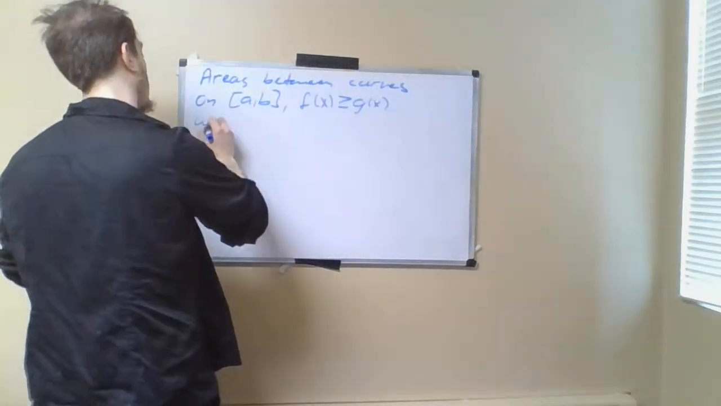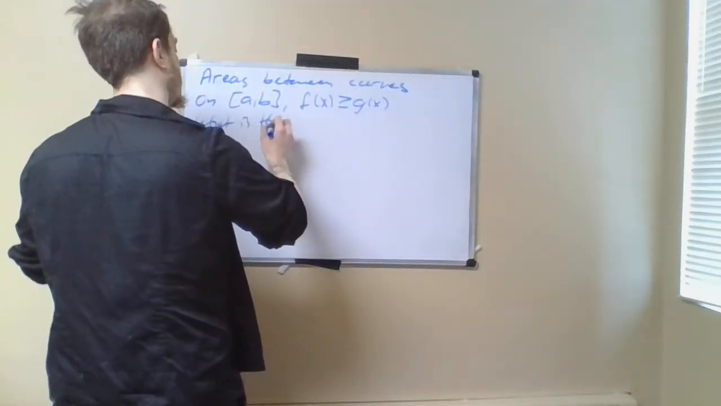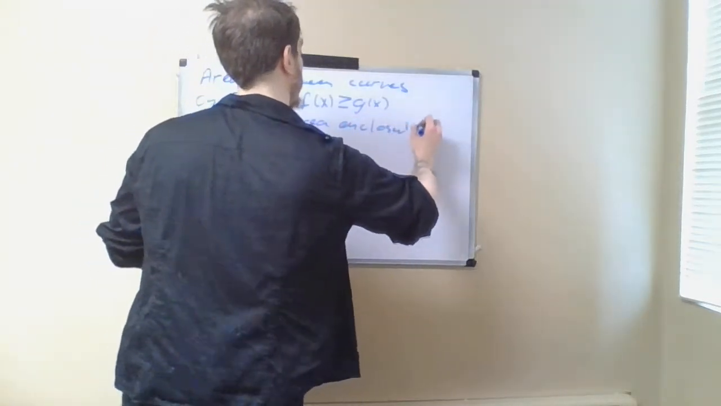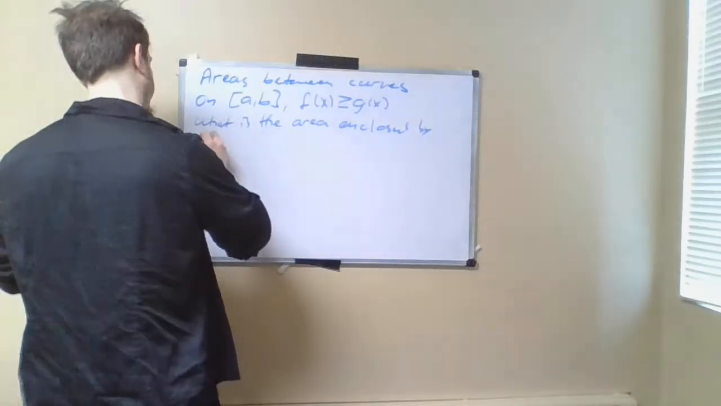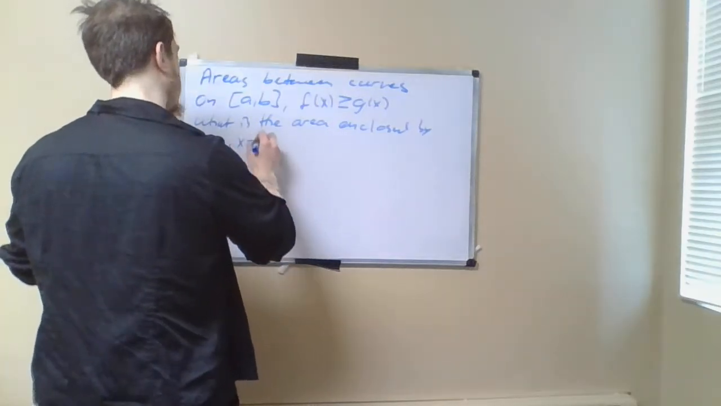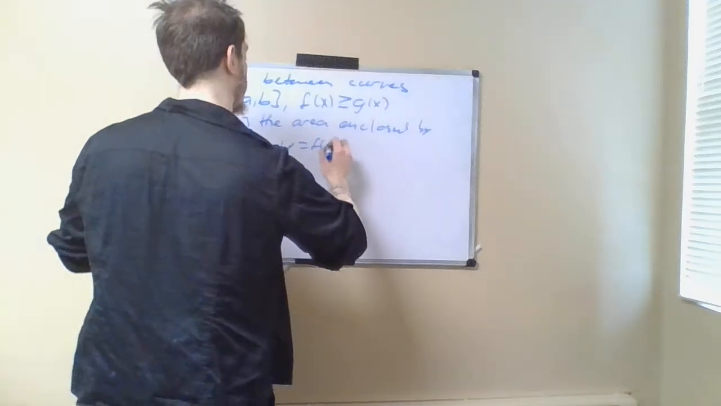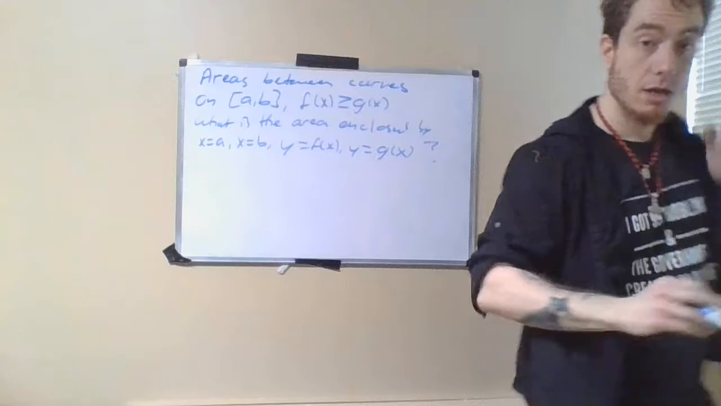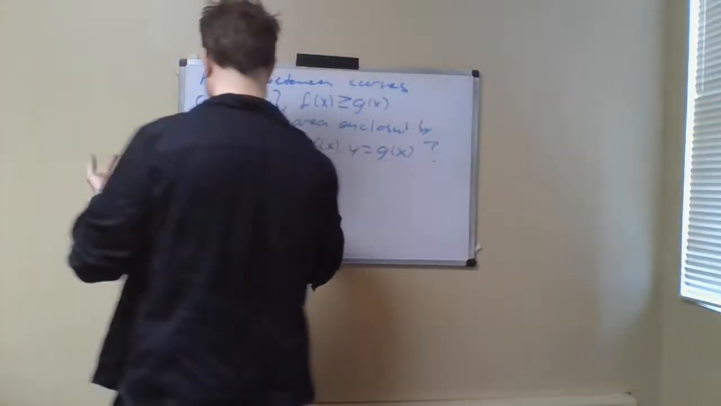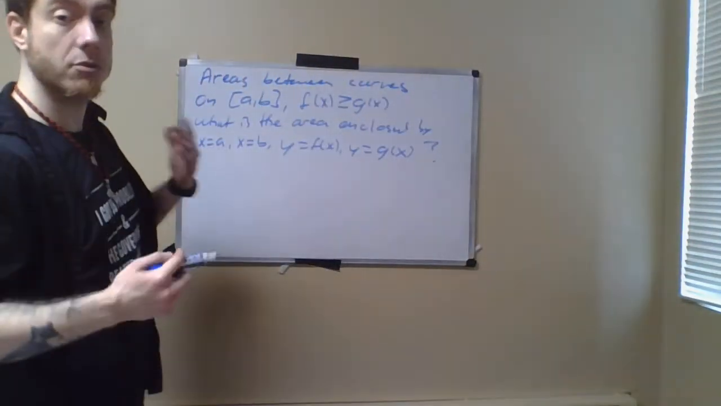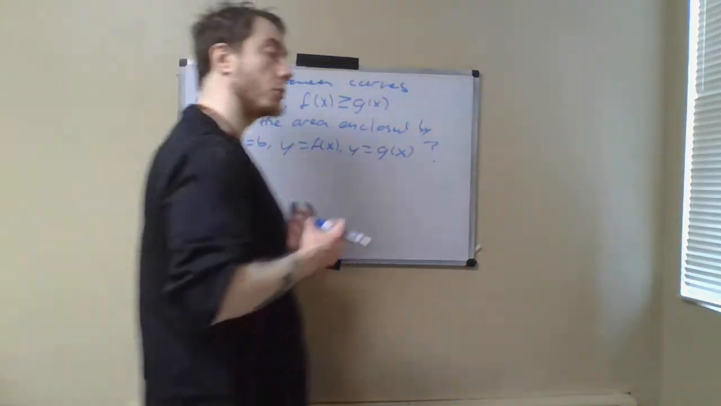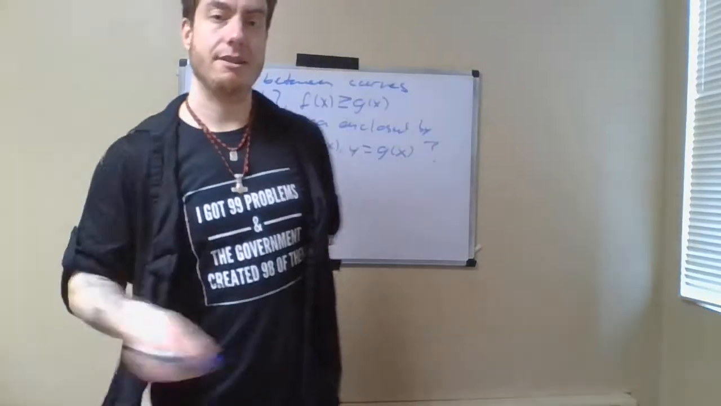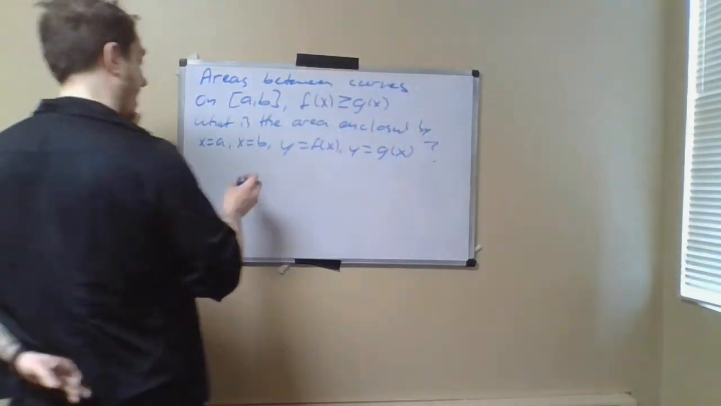And we want to know what is the area enclosed by x equals a, x equals b, y equals f of x, and y equals g of x. Well, let's try to write down a Riemann sum and then see what the integral would be. Now, you can probably guess what the answer is going to be here, but let's show how you actually figure this out.